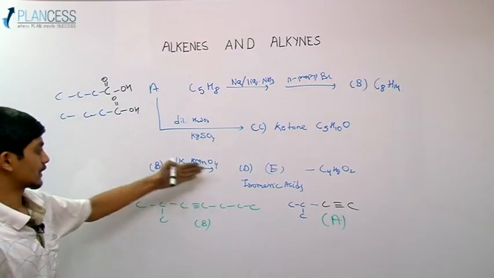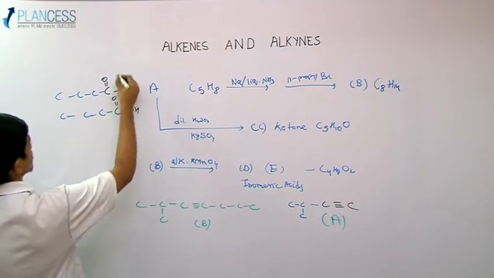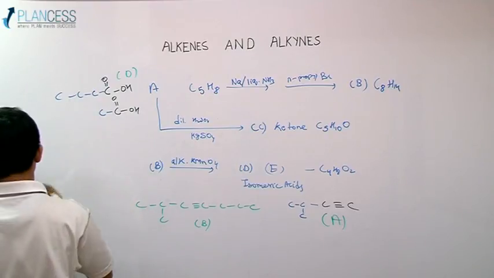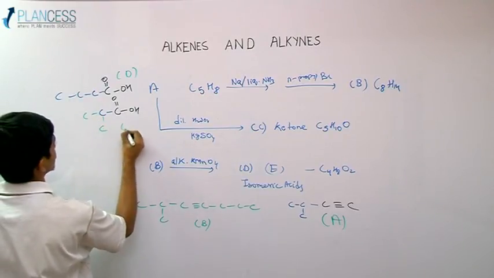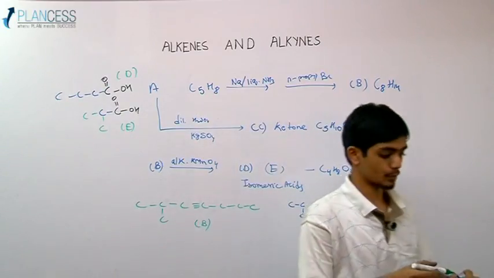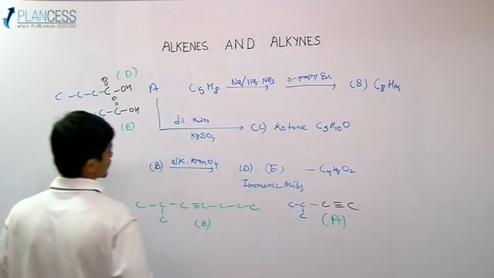What about the correct structure for D and E? You can happily write it. This must be D, and you can write something like this as E. It doesn't matter which one you give D, which one you give E, because no more properties are mentioned. Fine. We are only left to identify the structure of C.